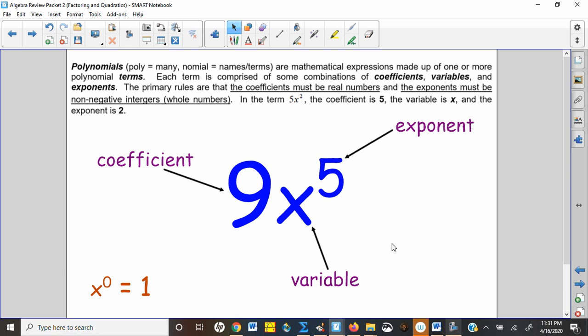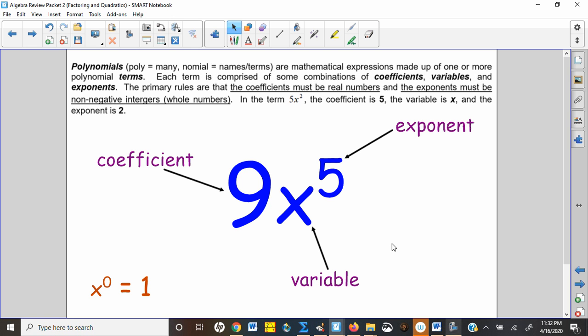Okay, so the three parts of a term are your coefficient, which is a constant out front that tells you basically how many of those things you have, the variable, which for us in algebra is usually an x, and then the exponent, which is the power of that particular term. You could have a single term. You could have many terms, but those are kind of the rules.